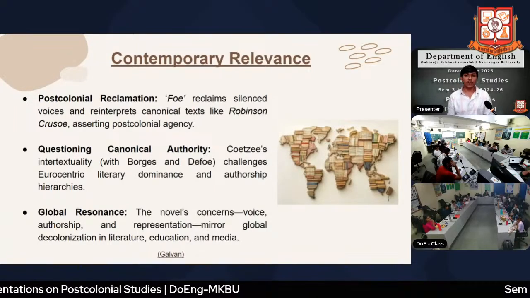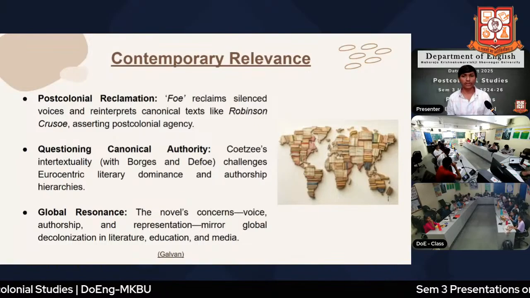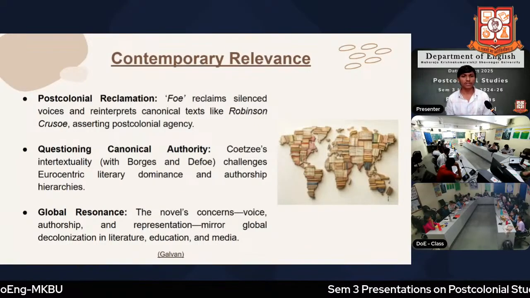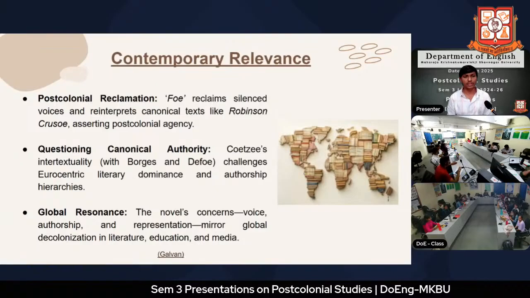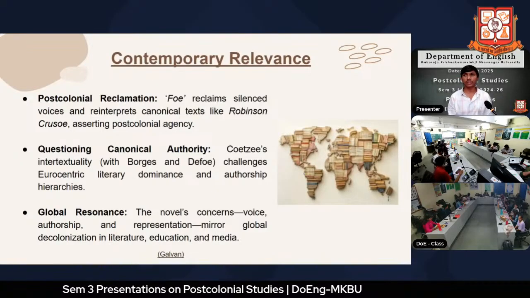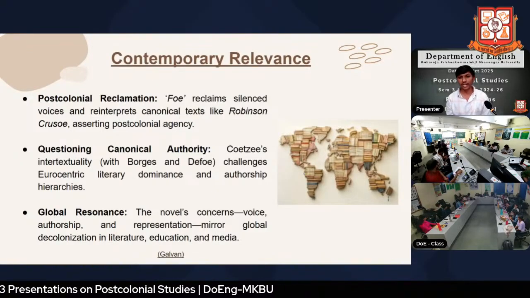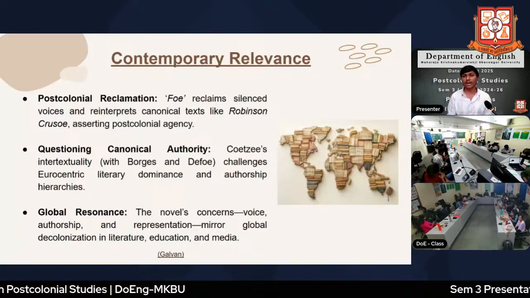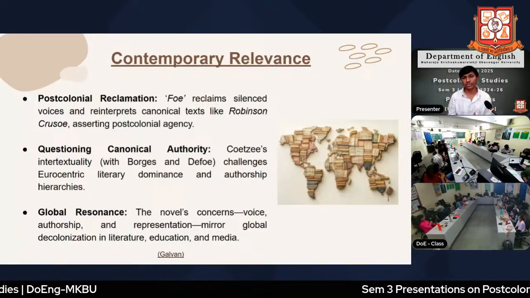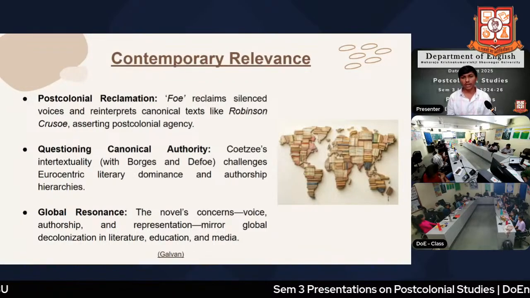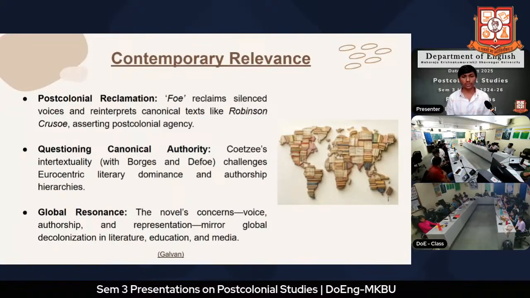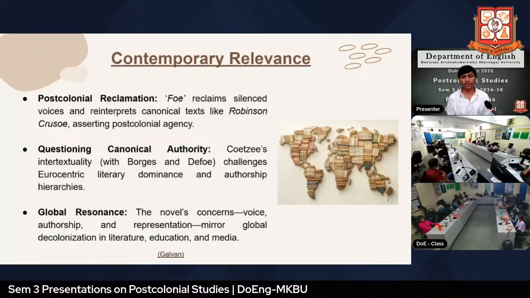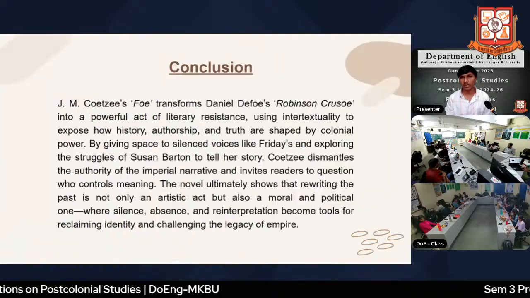Postcolonial reclaiming of silenced voices in colonial texts like Robinson Crusoe asserts postcolonial agency. In Foe, there is intertextuality, and through the character of Foe, Coetzee shows how he applies intertextuality. The novel's concerns with voice, authorship, and representation mirror global decolonization in literature, education, and media.